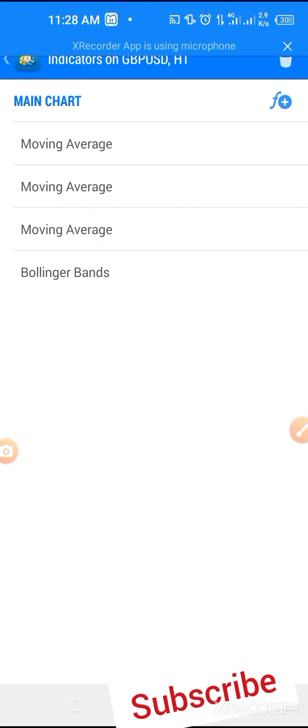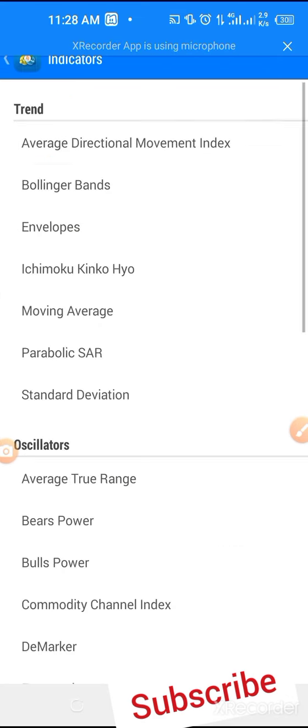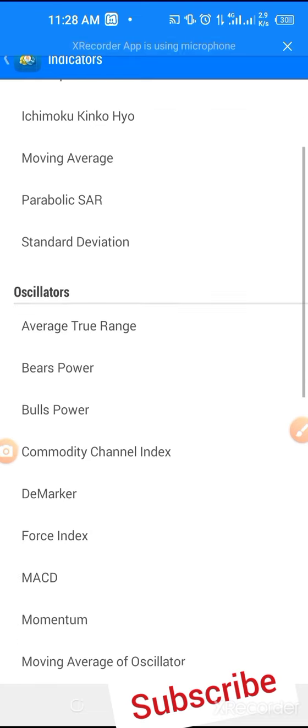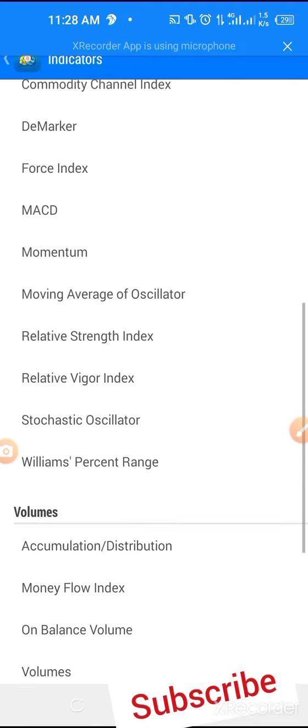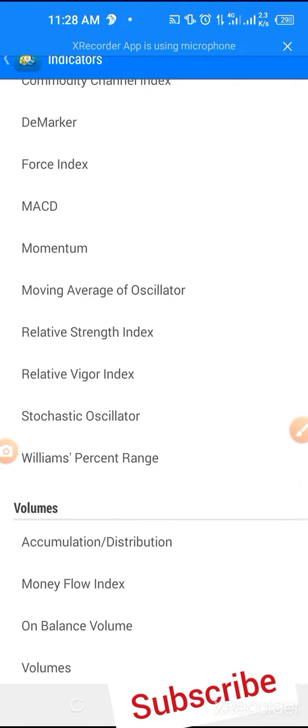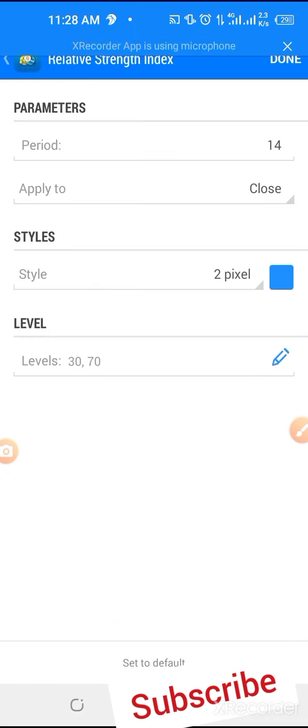So I'll just click on the F button and then I will click here, and I know the various indicators that are usually on the indicator window. They include the RSI and some oscillators. So let me click on the RSI.